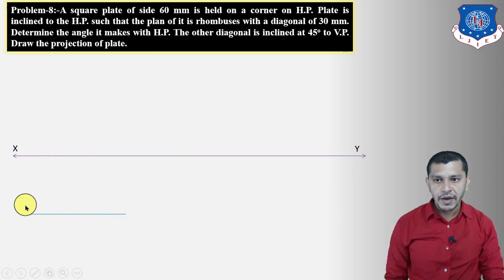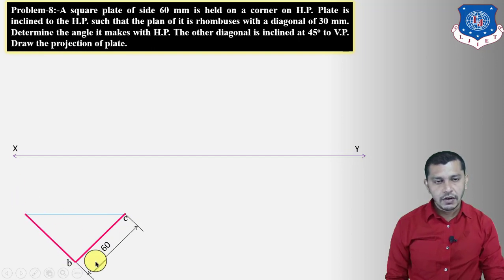First of all, draw a line parallel to the XY reference line over here. Now from this point, draw a line inclined at an angle of 45 degrees to this line, with length equal to 60 mm. Let us say that this is our point B and C. Now from point B, draw a line inclined at an angle of 45 degrees, with length equal to 60 mm. Here we will get point A. Now from point A, again draw a line inclined at an angle of 45 degrees to this baseline with length equal to 60 mm. We will get D over here and connect D to C. We will get the square resting on a corner on the horizontal plane.